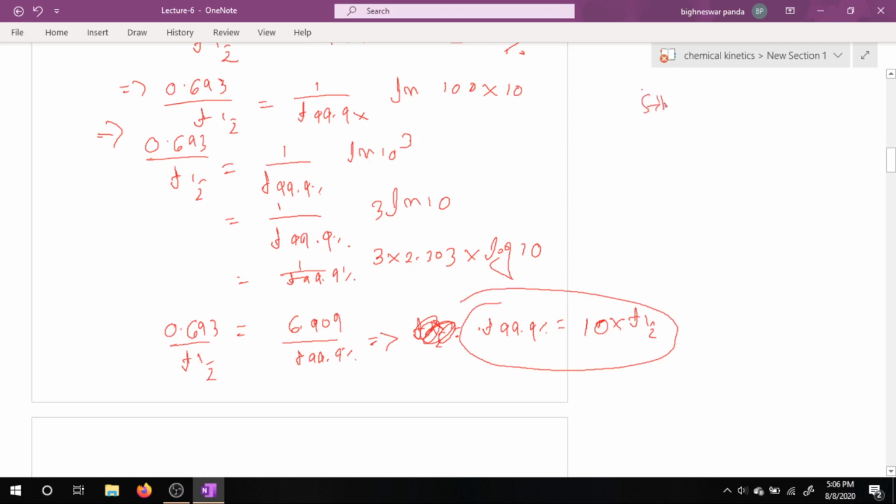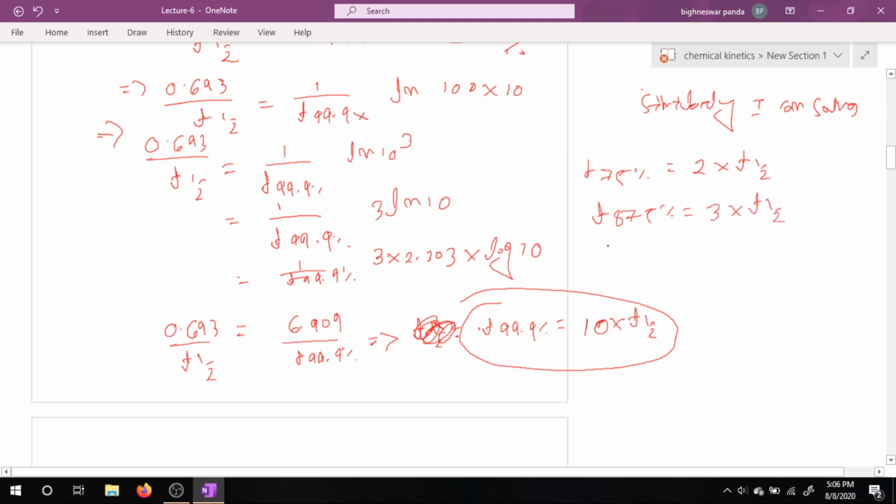Similarly, we can solve that t 75% is equal to 2 times of t half, t 87.5% is equal to 3 times t half, t 93.75% is equal to 4 times of t half. Do it yourself.